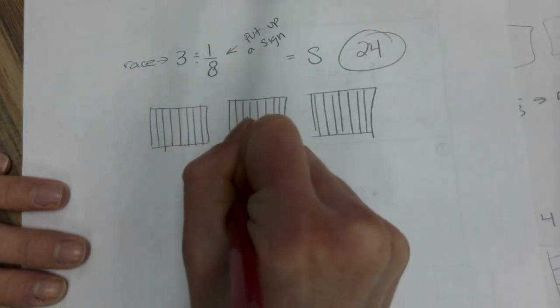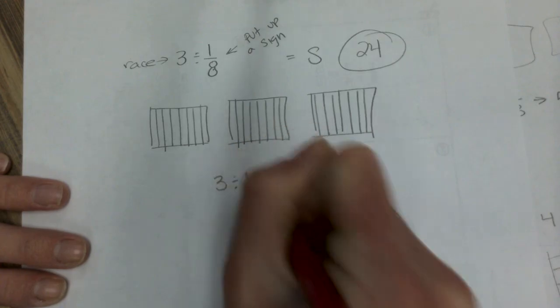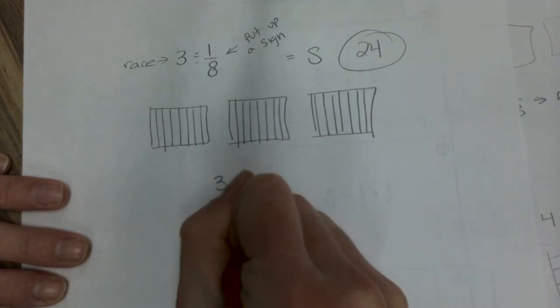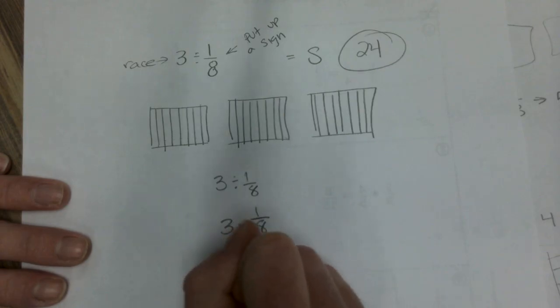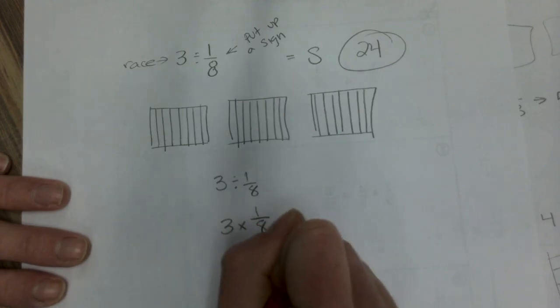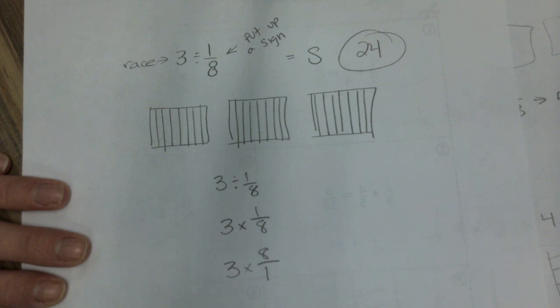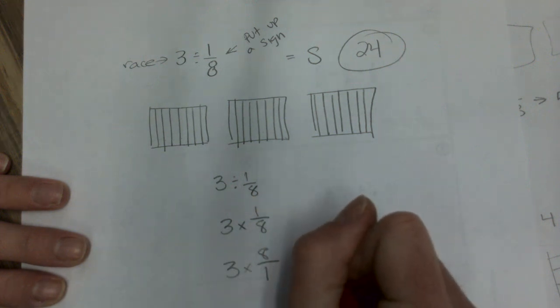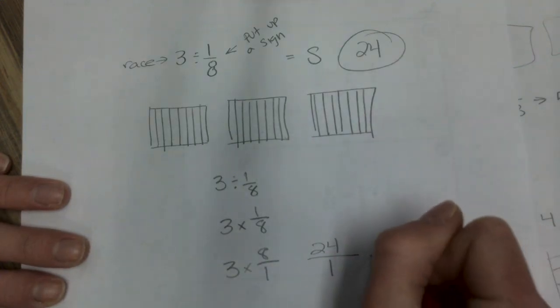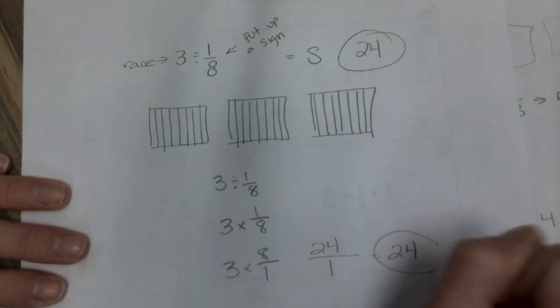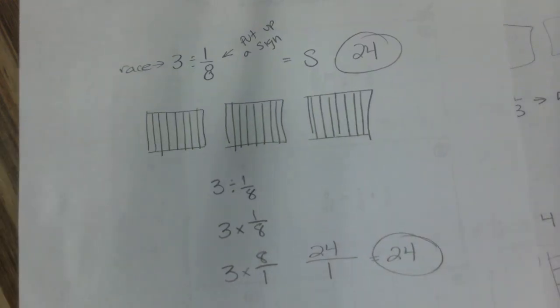We've got 3 divided by 1/8. Take that, change it to multiplication. Take that and flip our fraction. 3 times 8 is 24. Keep my denominator the same as 1. 24 divided by 1 is 24. Did I get the same answer both ways? Yeah. Sure did. Your choice on how you do it.